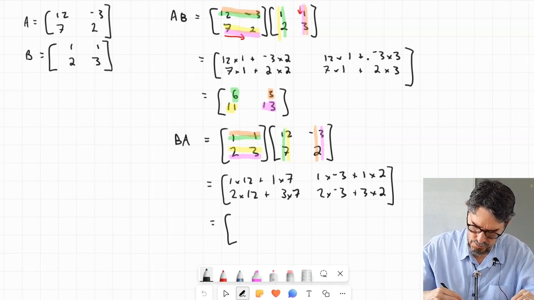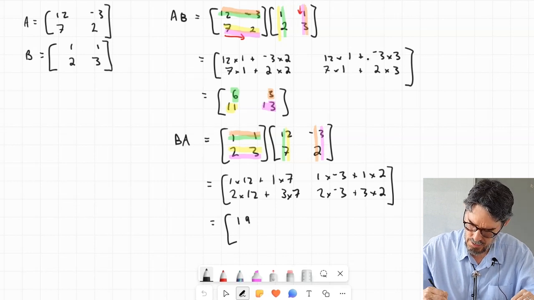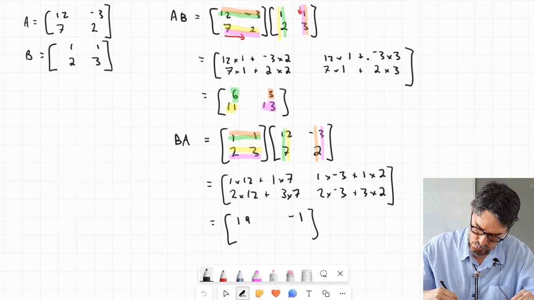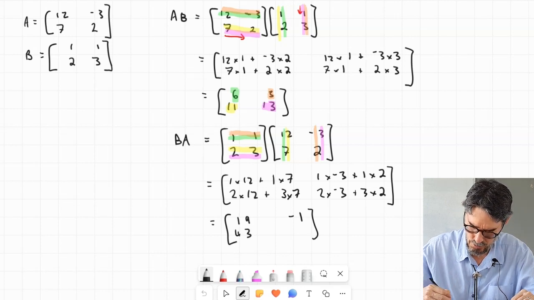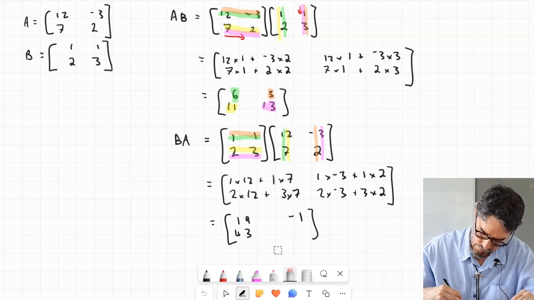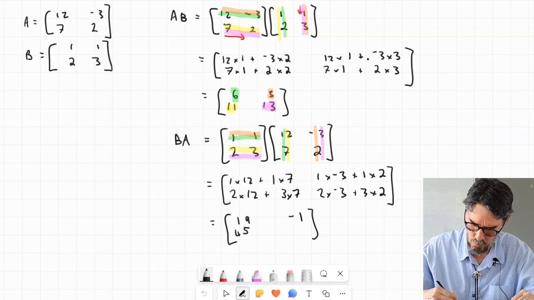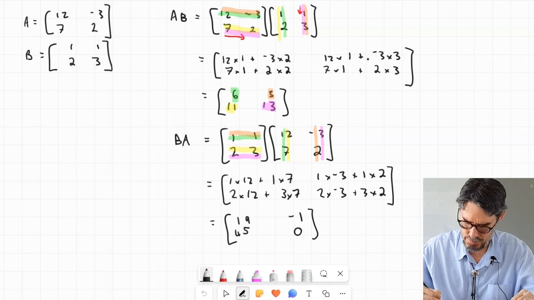So I'm going to get 12 plus 7, 19. Negative 3 plus 2, which is negative 1. 24 plus 21, 43. That didn't work. That wasn't right. 45. 24 plus 21, 45. Negative 6 plus 6 is 0.